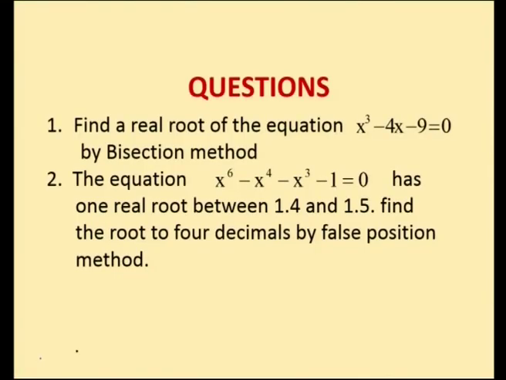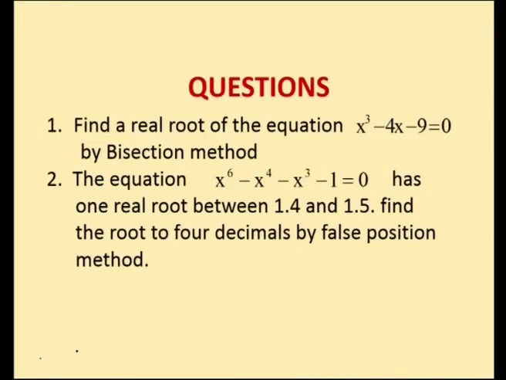Based on the discussion in this session, the following questions may be posed. Find a real root of the equation x cube minus 4x minus 9 equal to 0 by the bisection method. Next, the equation x power 6 minus x power 4 minus x cube minus 1 equal to 0 has one real root between 1.5 and 1.5. They have given us the initial values, that is, where the root lies, the a and b values. So, find the root to 4 decimal places by the false position method.